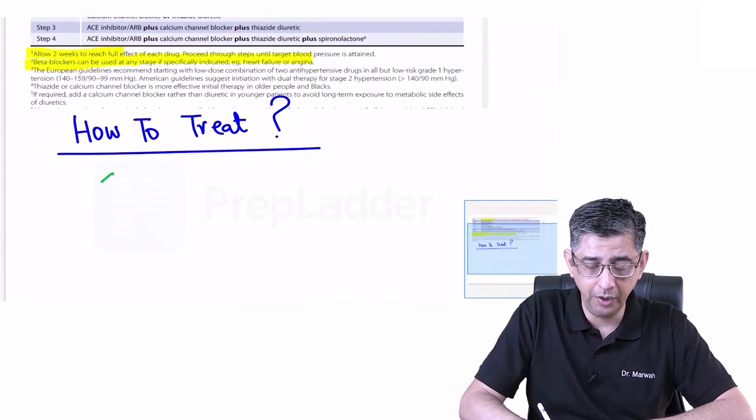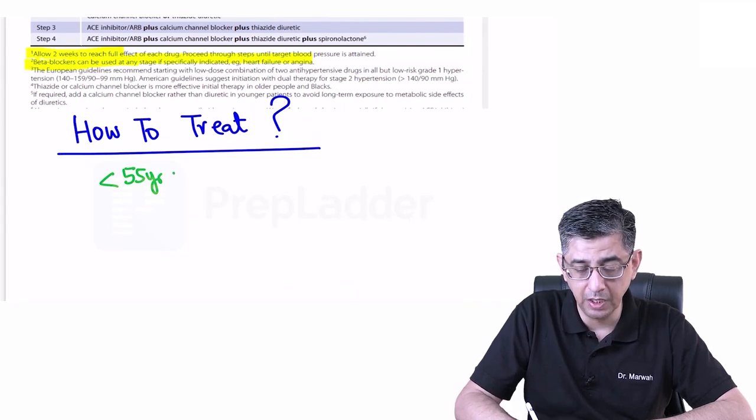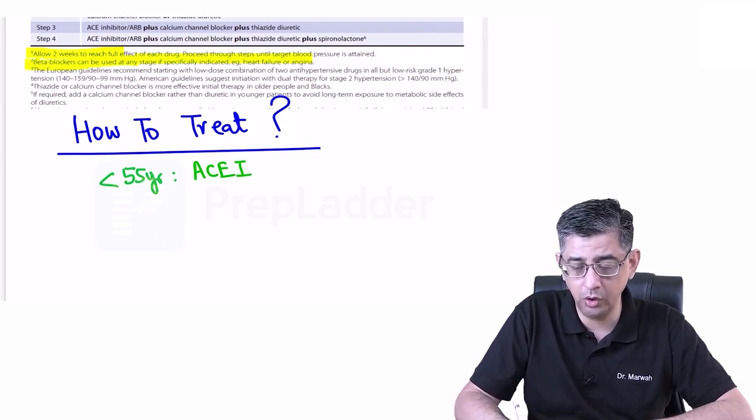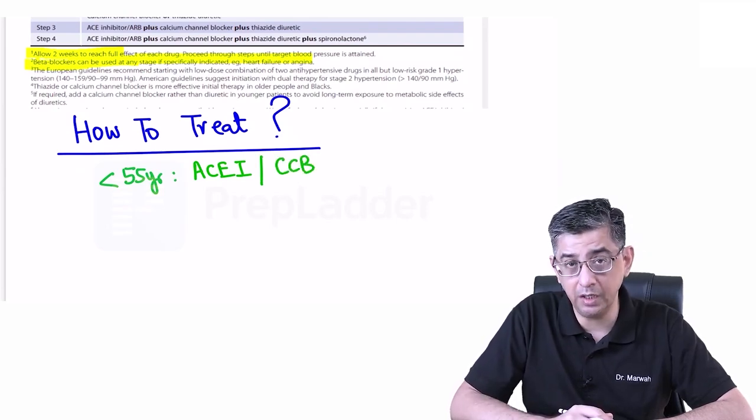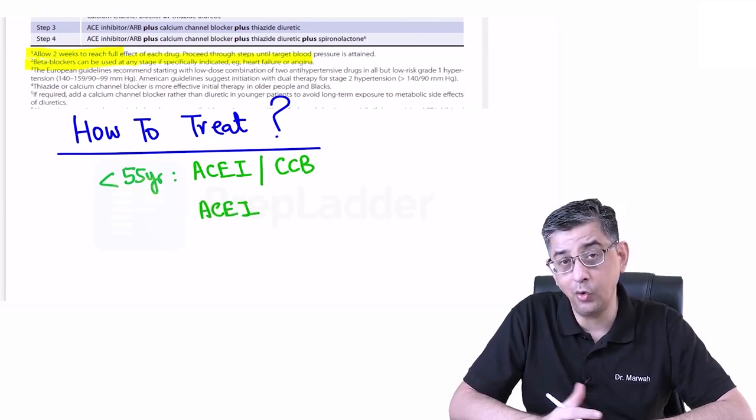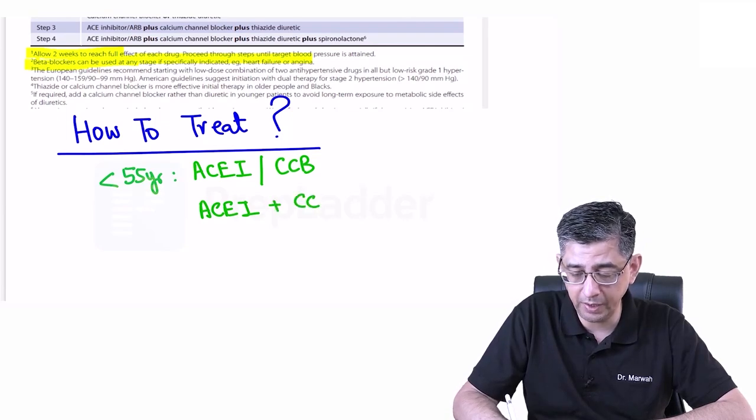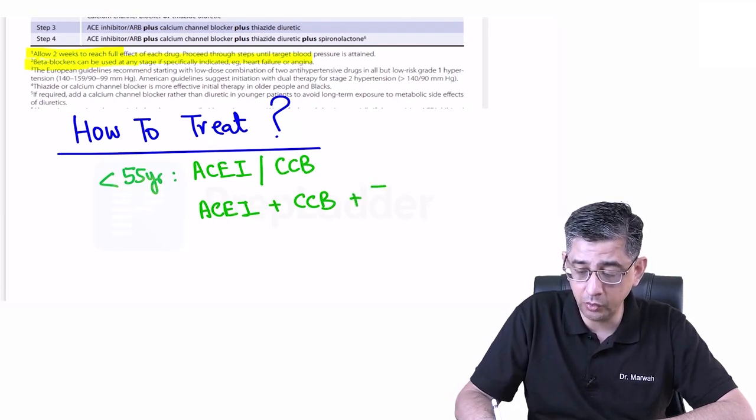According to the guidelines, if the age of the patient is less than 55 years, the first line drug that you can introduce is either A or C, and you can obviously combine the two also. Either of the two drugs can be initiated, and if you have used the maximum dose of ACE inhibitor and it's not causing an improvement, you can add calcium channel blockers. If there is still no control of hypertension, you can add a third category, that is thiazides.